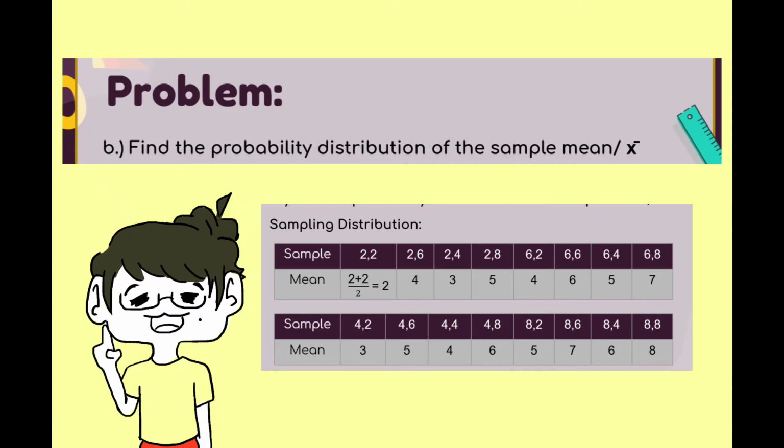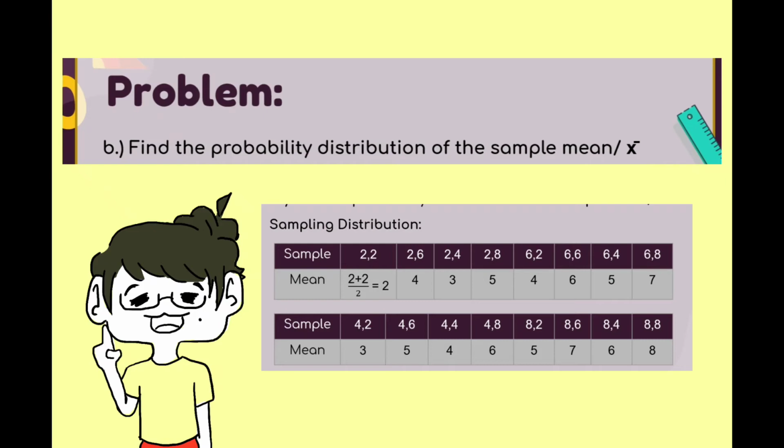The mean below is solved by adding 2 sample size and divided by 2. Like this. We have 2 and 2 as our first sample, so we add 2 and 2 and divide it by 2. That gives us 4 over 2. And divide that and we get 2. So the mean for 2 and 2 is 2.